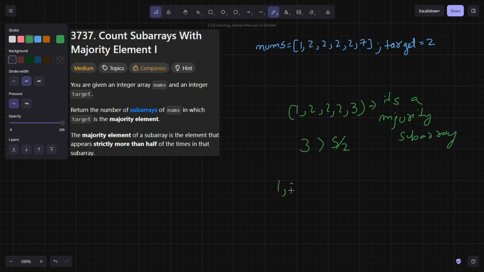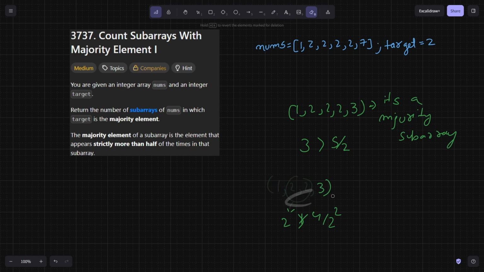If we have something like 1 2 2 3, the number of targets equal to 2 is 2, and that is not greater than the total number divided by 2. That's equal to 2, which is not greater than 2. So for a subarray to be a majority subarray, we need to have the target more than half of the array. Okay, so how are we going to solve this?